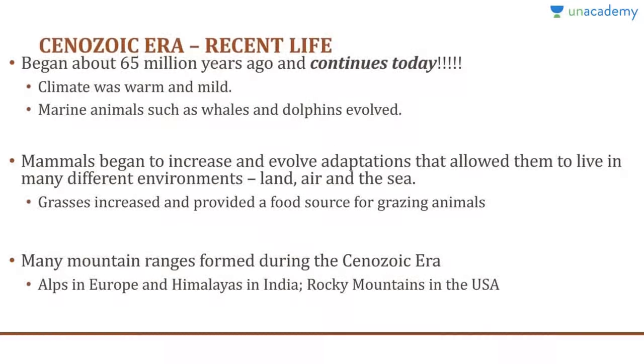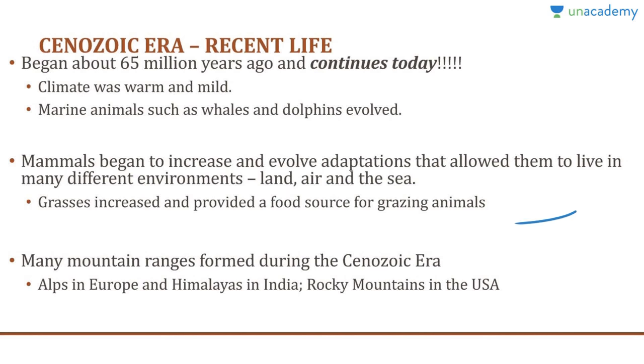Now the last one is the Cenozoic era, that is the recent life. This begins roughly around 65 million years ago, and it continues even today. So we are currently living in this era, and here the climate was warm and mild. Marine animals such as whales and dolphins started evolving in this Cenozoic era. Mammals especially began to increase and evolve adaptations that allowed them to live in different climatic conditions on land, air and sea. Grasses increased and provided a food source for grazing animals, and that's how the whole food chain evolved.